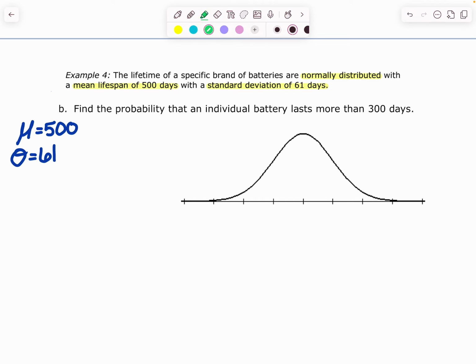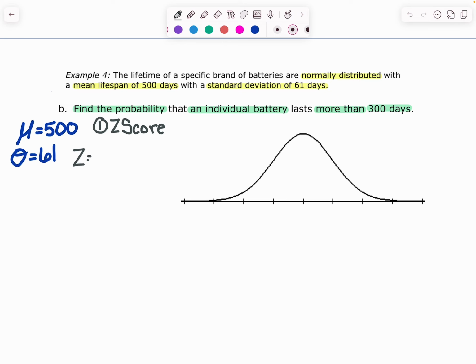So for this one, we need to find the probability. We're looking at an individual battery, but now we're looking at more than 300 days. So just like in the last one, the first thing we're going to do is calculate our z-score.